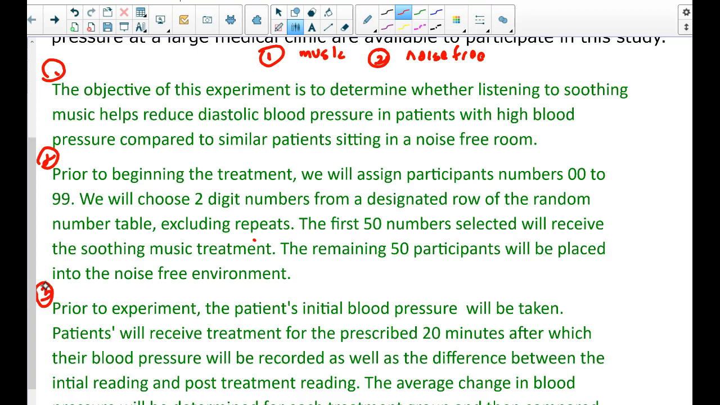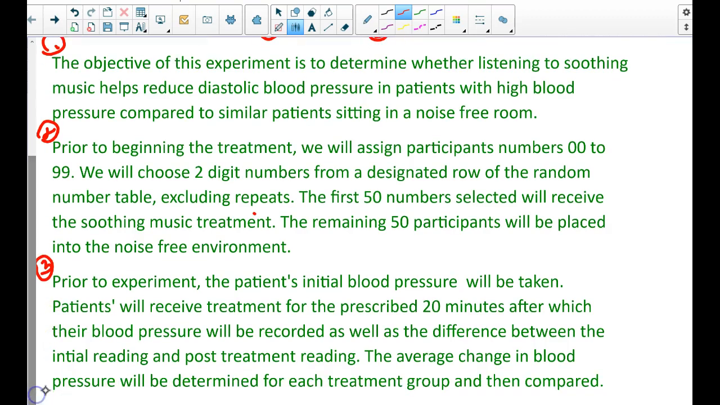The third part is to actually talk about the treatment and comparing your treatment groups. So prior to the experiment, the patient's initial blood pressure will be taken. That's really important because you're going to see a before and after. Patients will receive treatment for the prescribed 20 minutes, after which their blood pressure will be recorded, as well as the difference between the initial reading and the post-treatment reading.